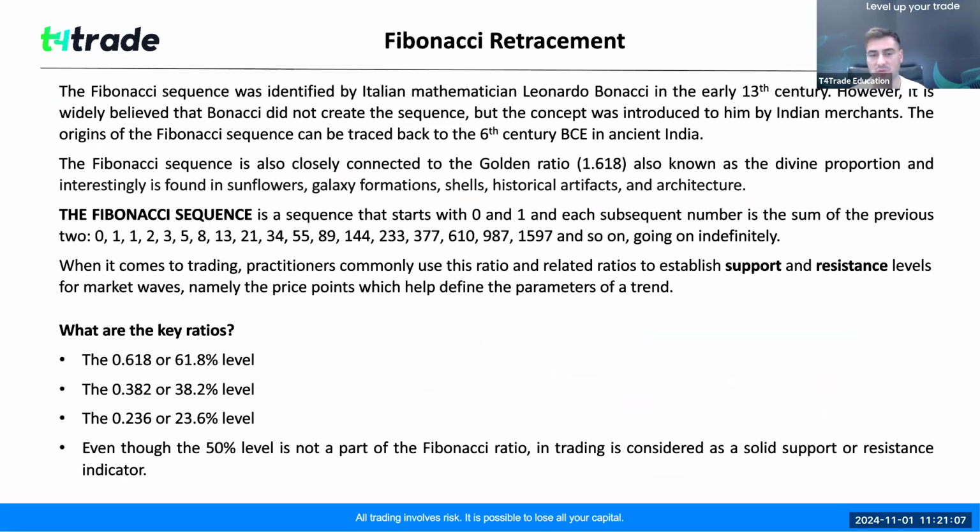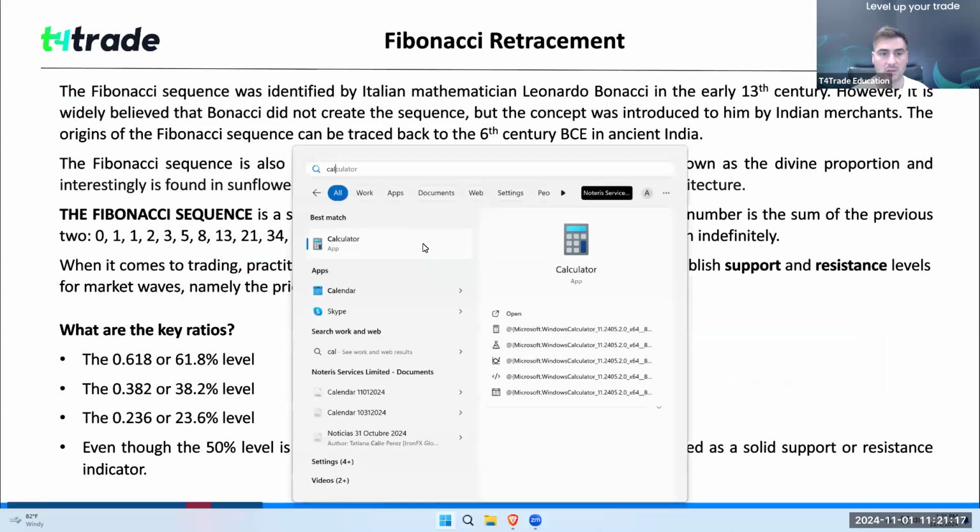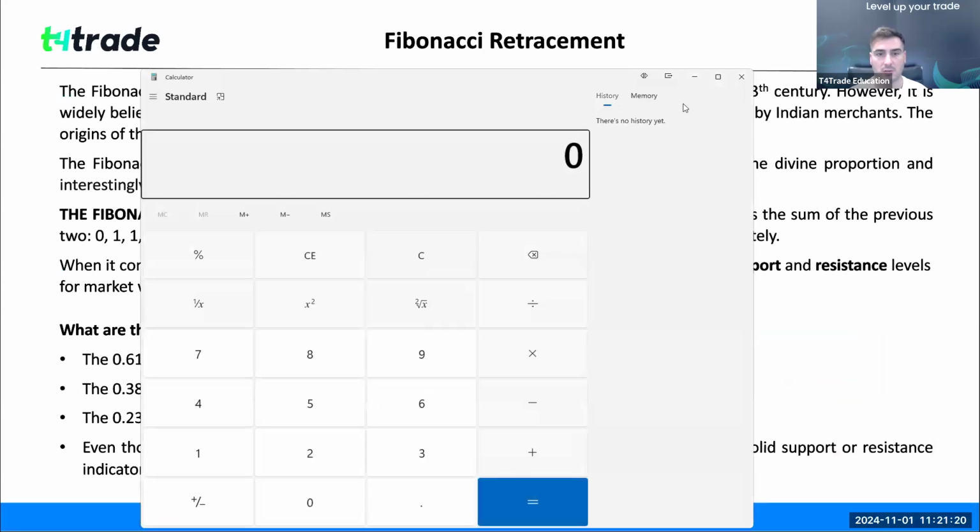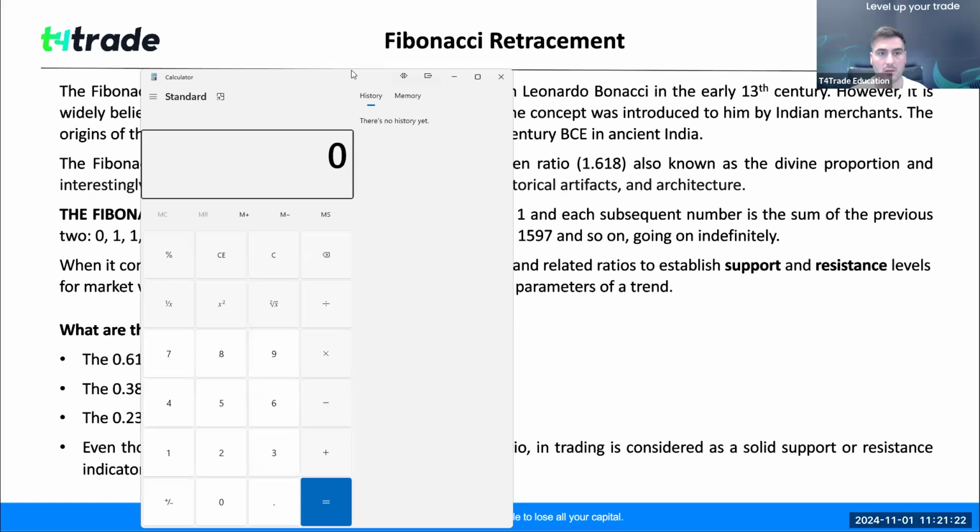As you progress through the sequence, for example, you take 1,597 and divide it by, let's just say, 377. Let's just do it really quickly. Let me see.